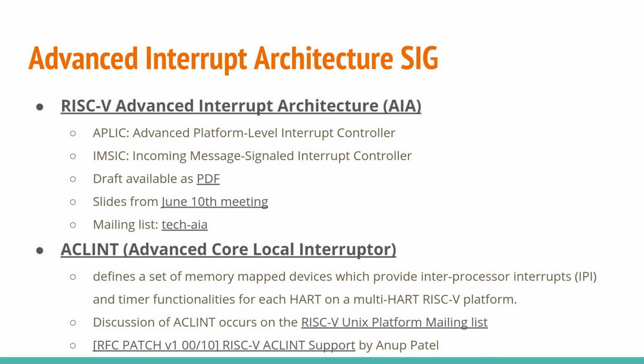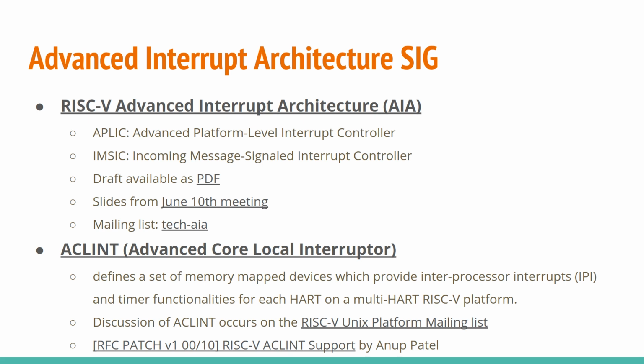And kind of related to this, there's a new special interest group called the Advanced Interrupt Architecture. And this is actually defining some new hardware. So it's not an ISA spec, but it's kind of a spec for hardware that complements it. So this includes a new platform level interrupt controller called the APLIC. And then in the context of PCI, we have what's called the message signaled interrupt, so this adds the incoming MSI controller as well. There's a draft of the current spec, and then I linked in the slides from the last meeting. And you can follow the discussion on this Tech AIA mailing list.